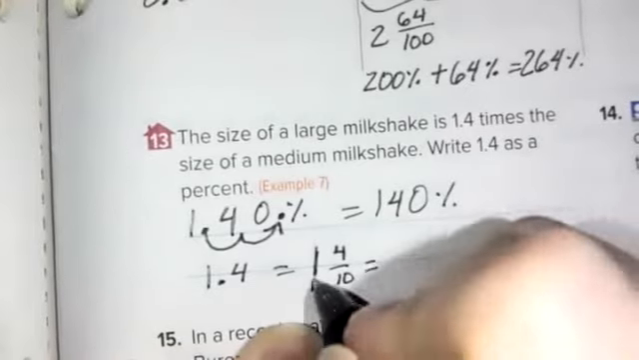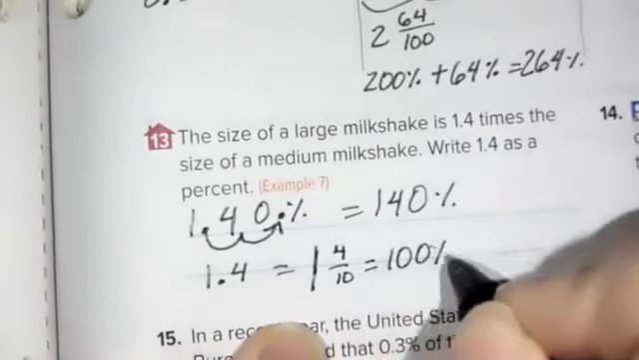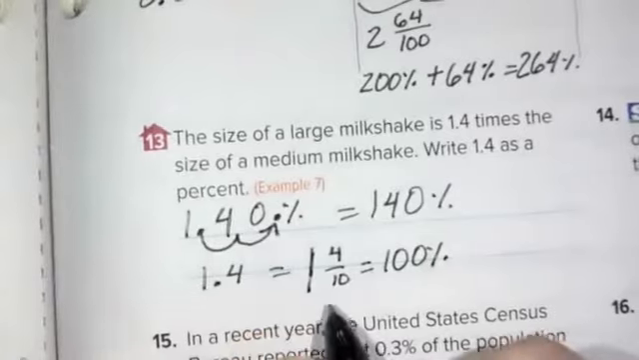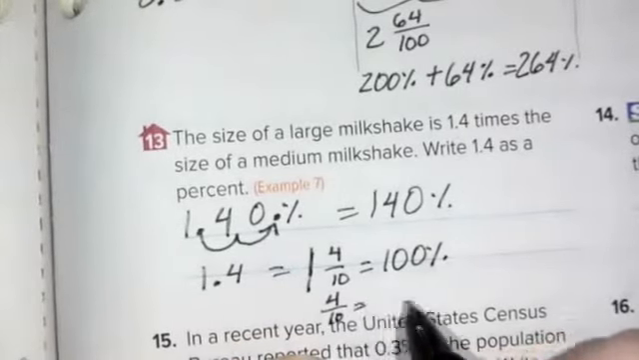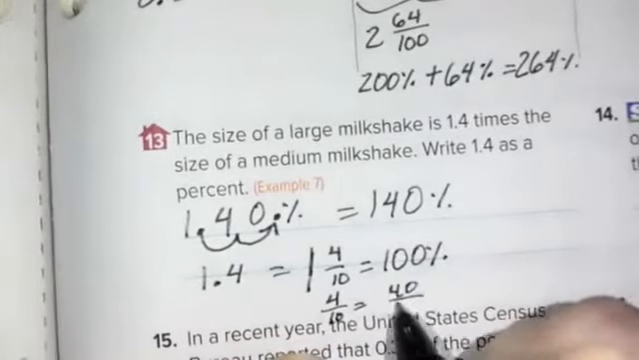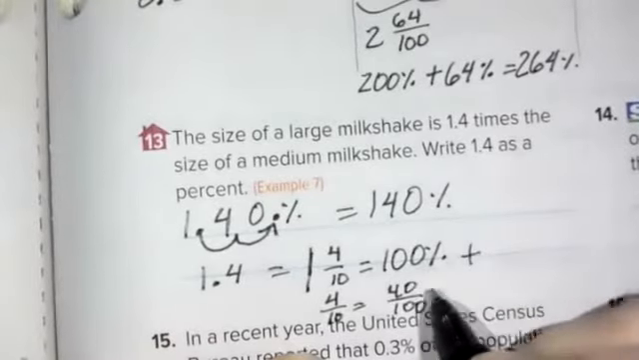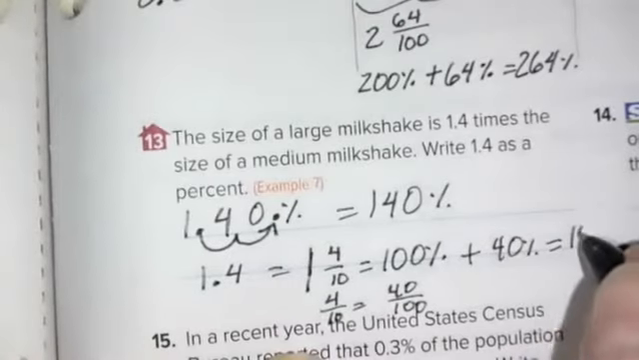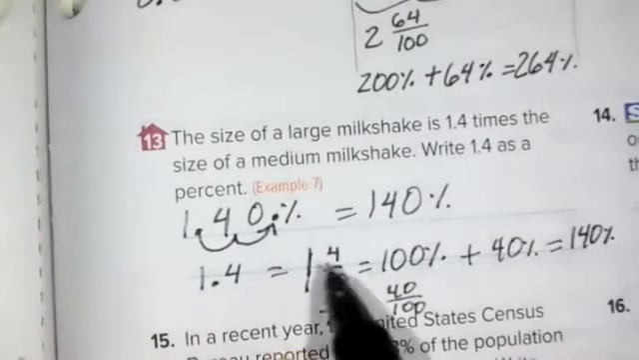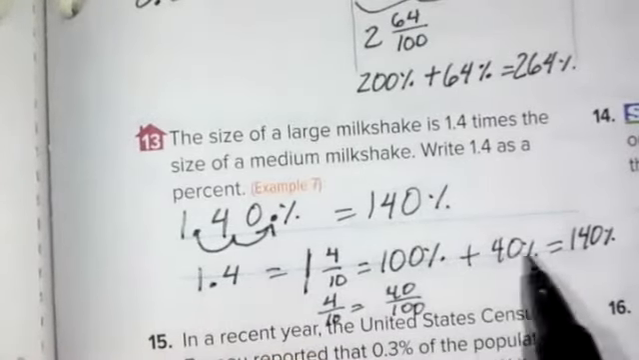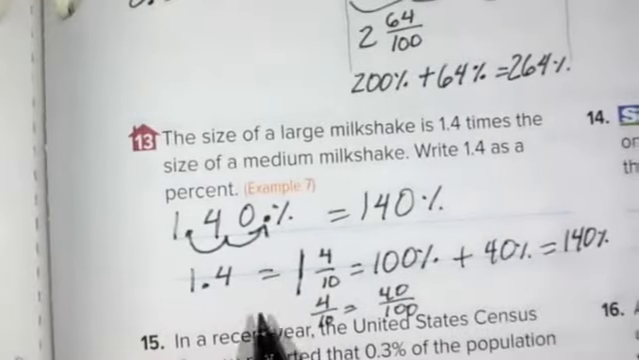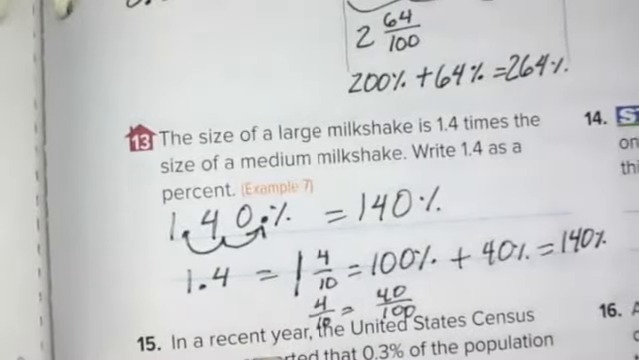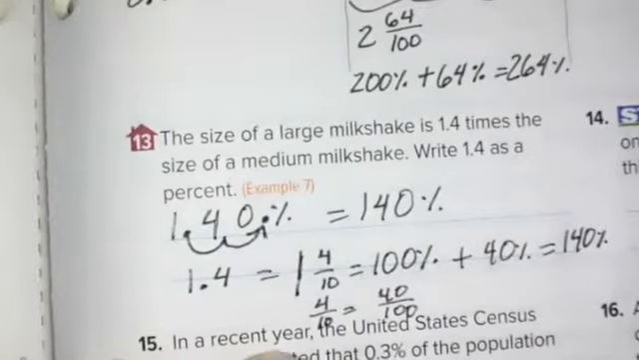I'm going to write that 1 as 100%. Okay, and then 4/10 is the same thing as 40 hundredths. So that's plus 40 hundredths is 40%. So 100% plus 40% is 140%. So that's just an extra step. Most of you probably don't want or need that, but there it is for those of you who like to see the why and the worked out details.